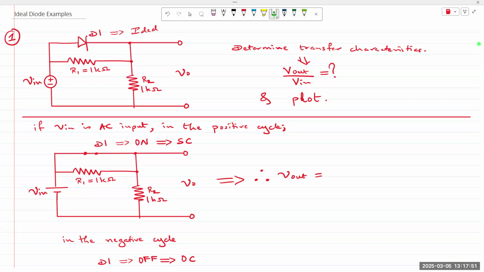If all values are positive, look at the diode. The anode is connected to the positive terminal, so for all values of V in greater than 0, the diode will be forward biased. It's an ideal diode model, so it doesn't require anything except the anode to be slightly higher in voltage than the cathode. If that's the case, it behaves like a short circuit, and we replace diode D1 with a short circuit. So if D1 is a short circuit, what is V out?